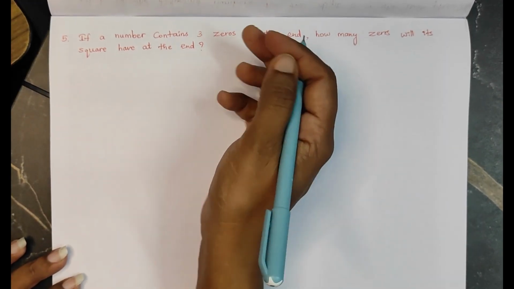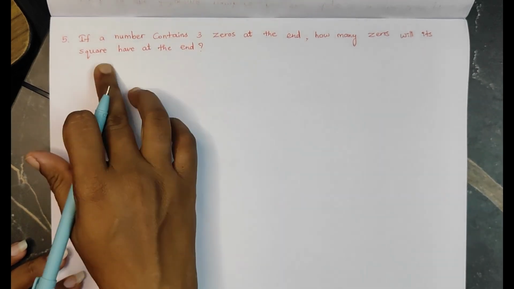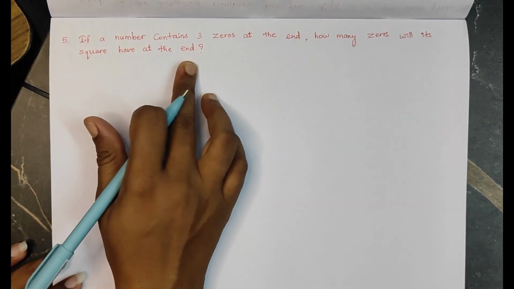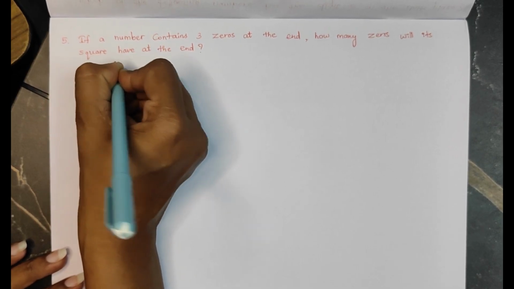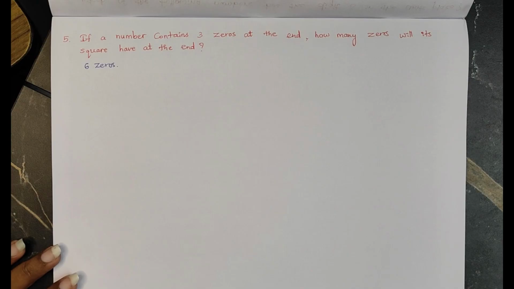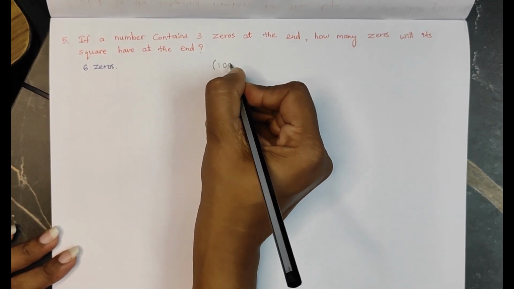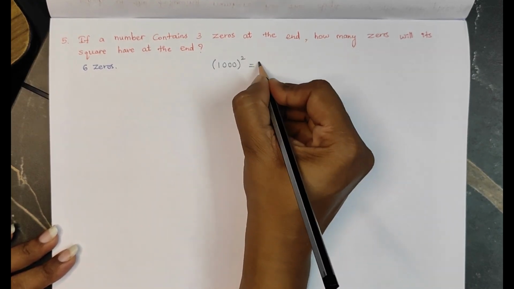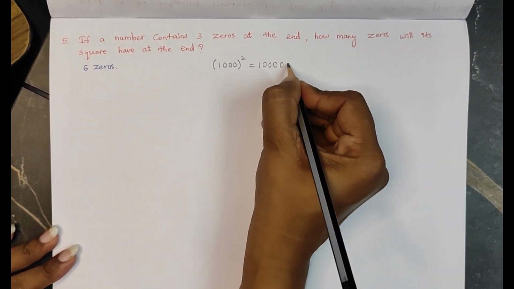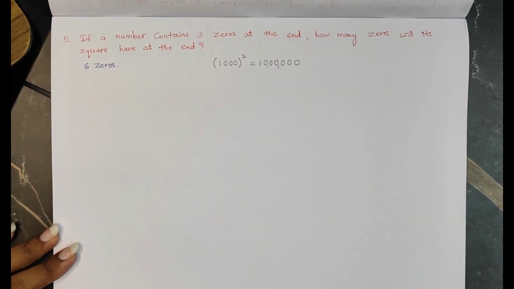If a number contains 3 zeros at the end, how many zeros will its square have at the end? So it will have obviously 6 zeros. Okay, let me give an example. 3 zeros, it will be 1000 square. So 1000 square will be with 6 zeros. So it will become 10 lakh.